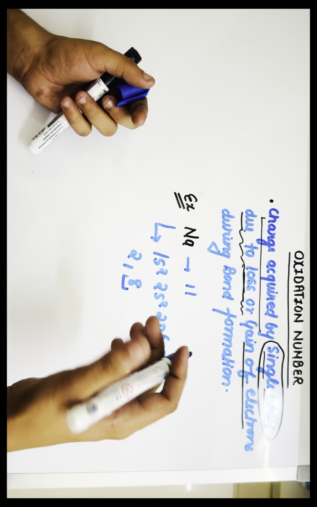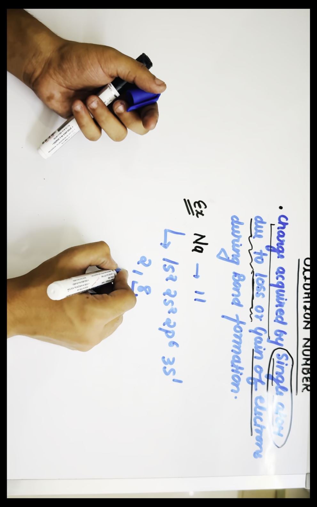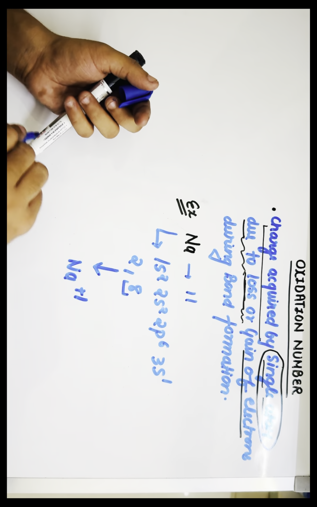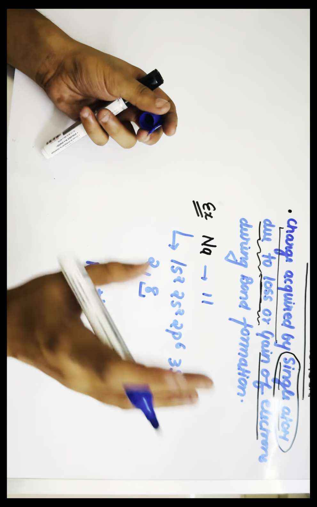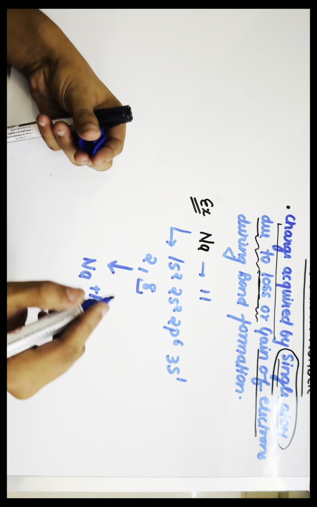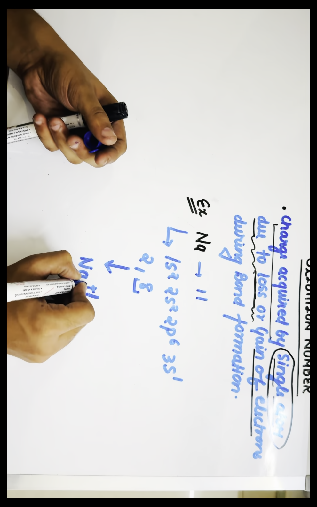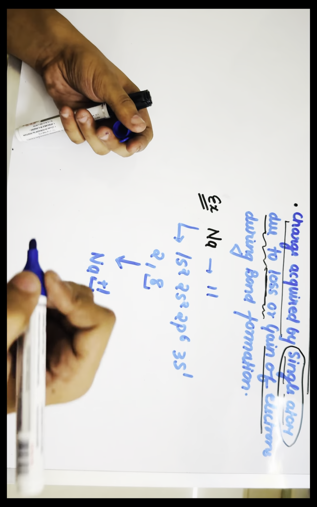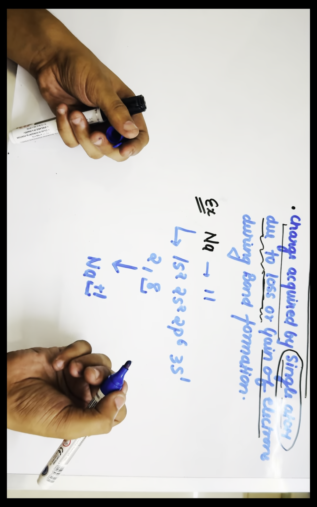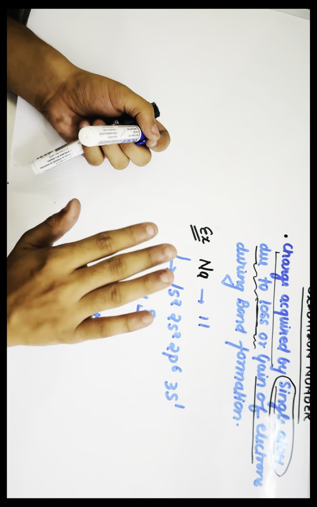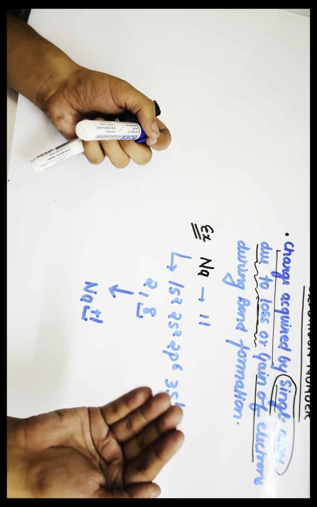And when we remove the one electron, it will become Na plus. Now tell me, how many electrons have we removed? One. That's why it acquired a plus one charge. And this plus one charge is the oxidation number or oxidation state. Okay, I think it is clear for all students. If it is not clear, now let me take another example.